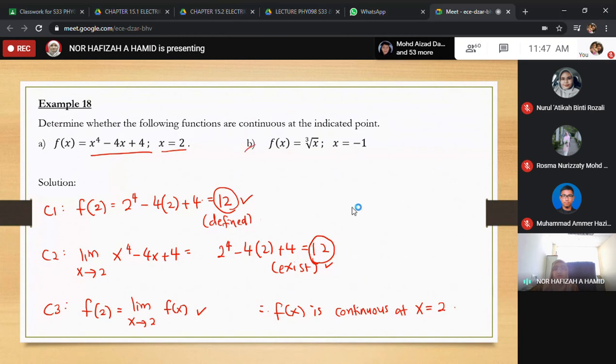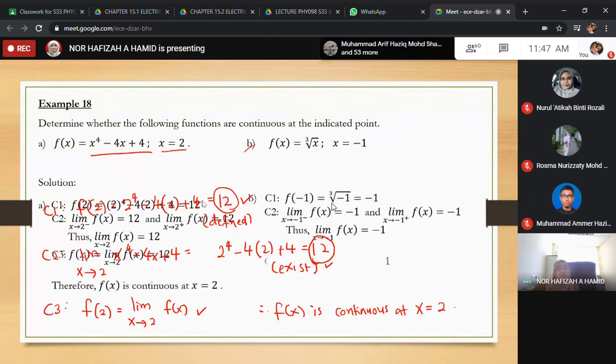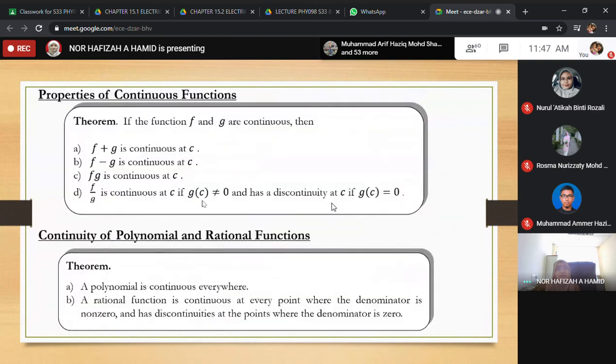Okay, so you need to check all these 3 conditions. Okay. So this is an example when the function is a polynomial. Polynomial is easy because it is always continuous. So theorem: if the functions f and g are continuous, for example, you have 2 continuous functions f and g, so automatically the operations involving f and g will also be continuous. So f plus g is continuous, f minus g is continuous, fg and f over g are also continuous.